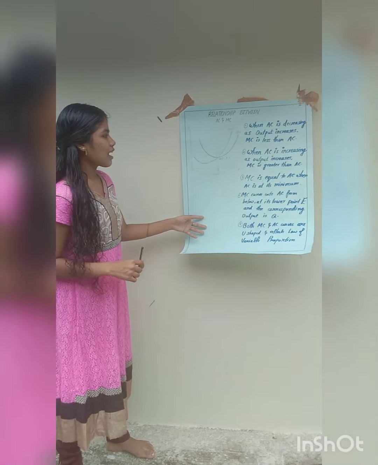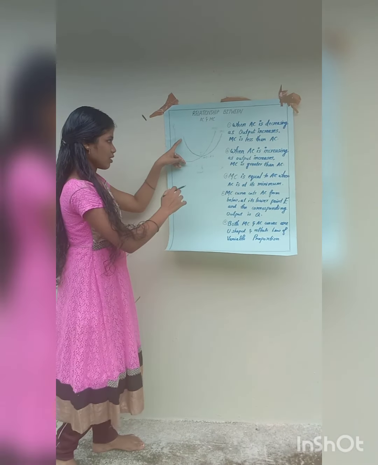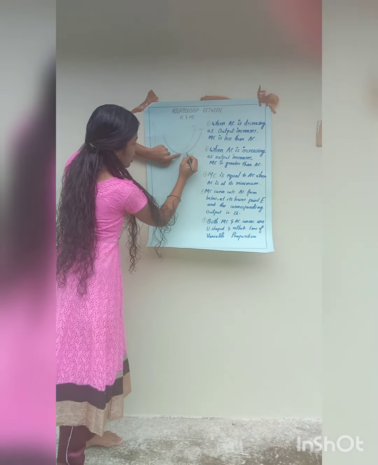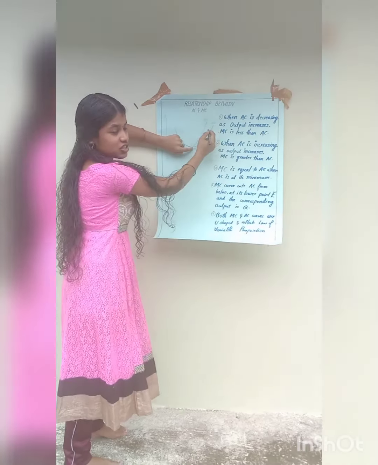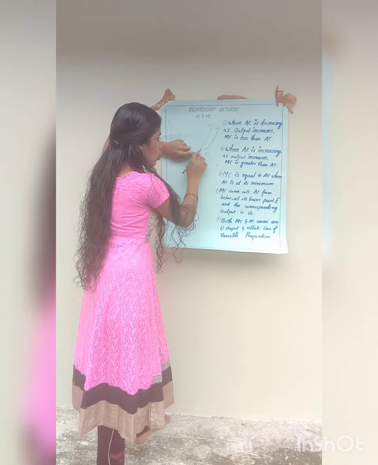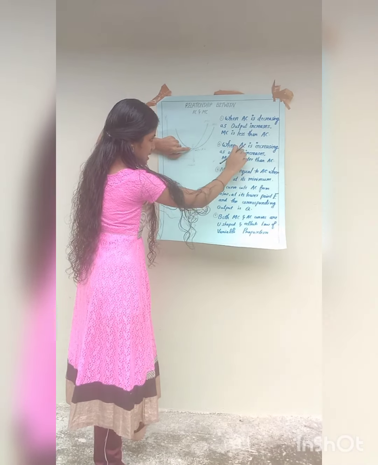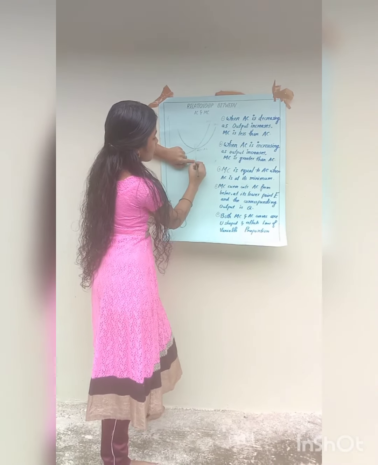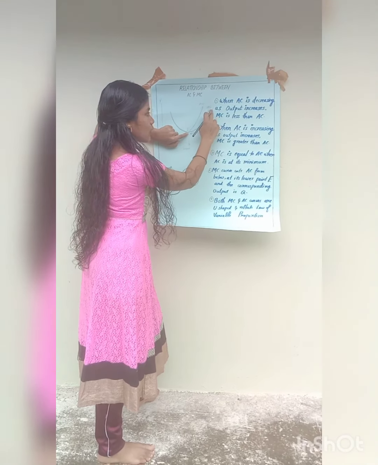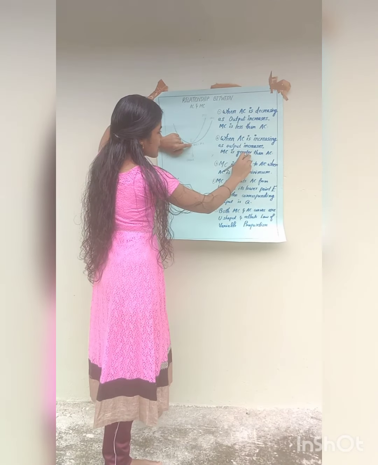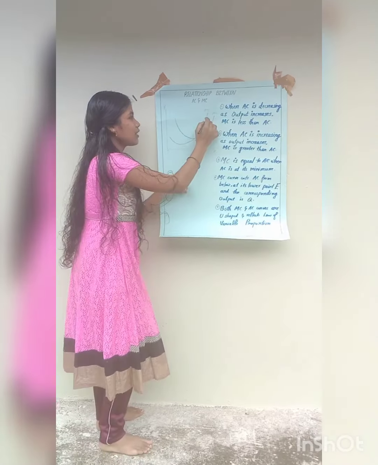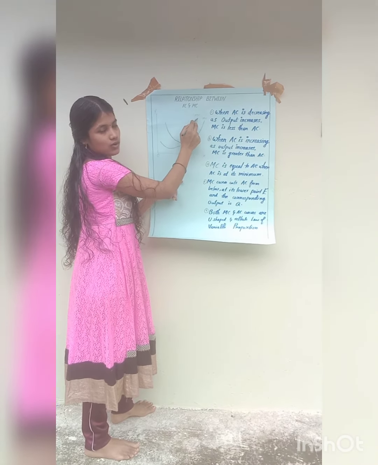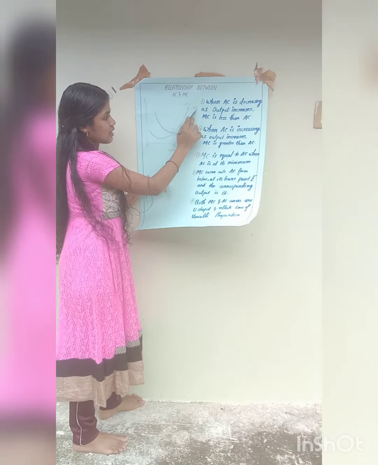When the AC curve is increasing, this curve is upward in direction. This shows the increase in AC. When AC is increasing as output increases, here the output is increasing and the AC is also increasing. The MC will be greater than AC. Yes, the MC curve is above the AC curve, so it is higher than the AC curve.